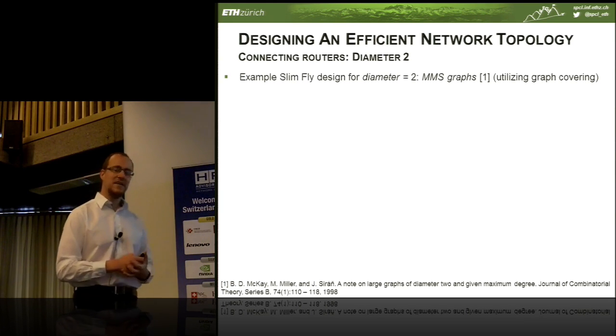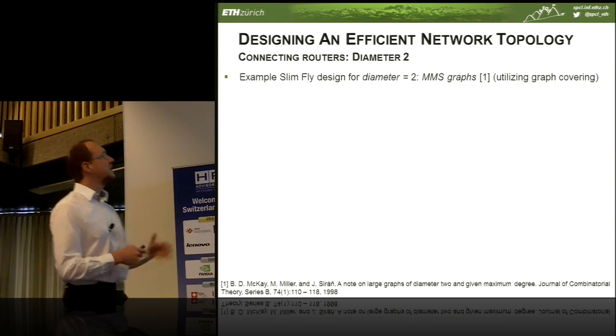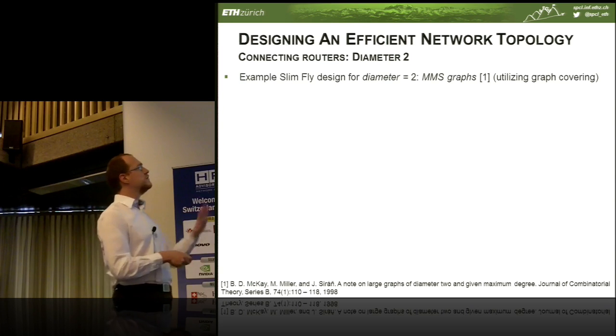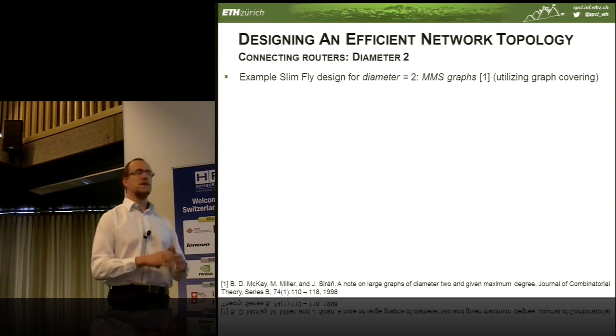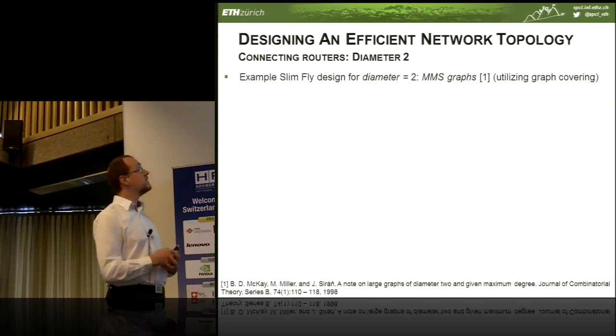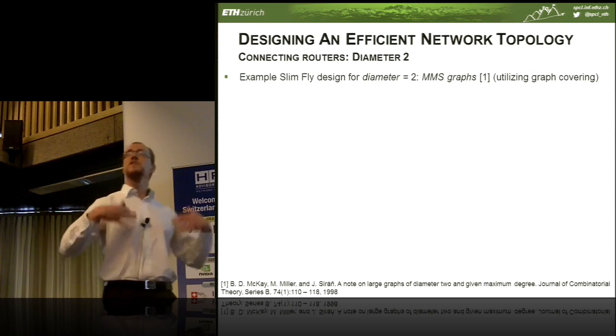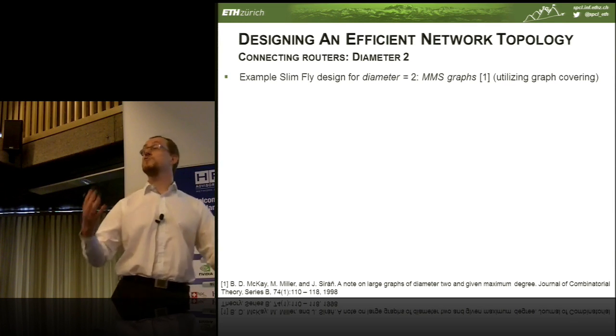Okay, so how do we design a diameter 2 topology that's close to the optimum? And this is slightly more complicated because we're using techniques from graph covering, and I don't want to go into too many details because that will probably be really boring. But let me give you the intuition, and I will also explain how to construct it, right?